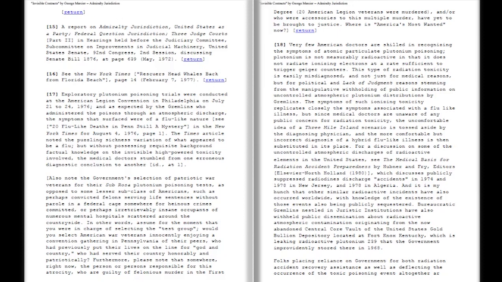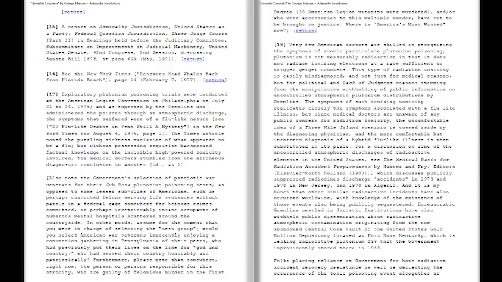For a discussion on some of the uncontrolled atmospheric discharges of radioactive elements in the United States, see The Medical Basis for Radiation Accident Preparedness, by Hubner and Fry, editors, Elsevier, North Holland, 1980, which discusses publicly suppressed radioactive discharge accidents in 1974 and 1978 in New Jersey, and 1978 in Algeria. And it is my hunch that other similar radioactive incidents have also occurred worldwide, with knowledge of the existence of those events also being publicly sequestered.